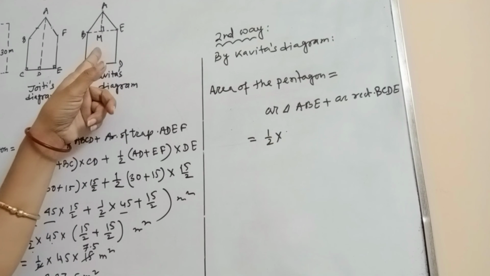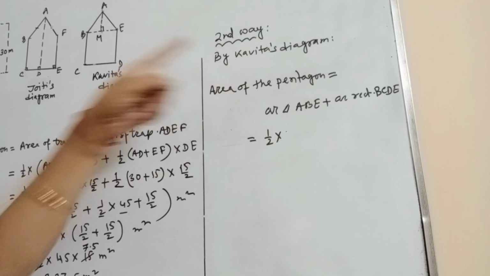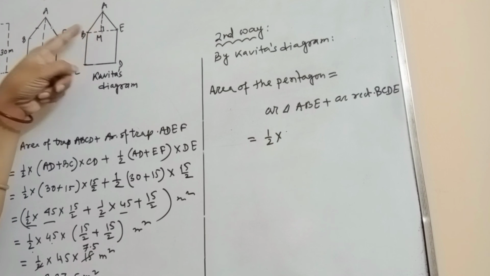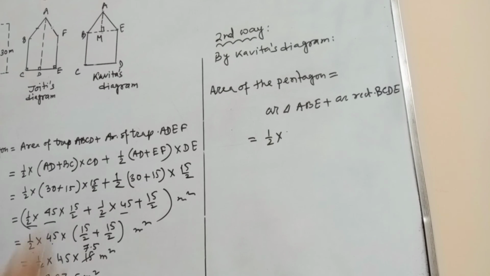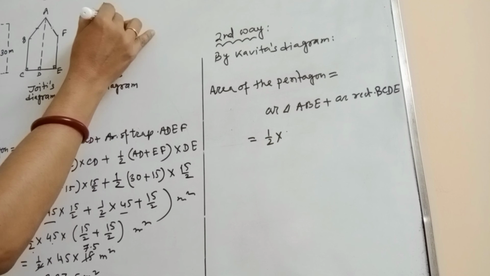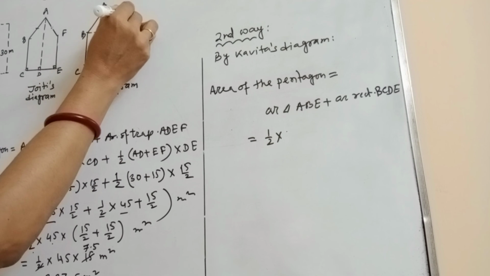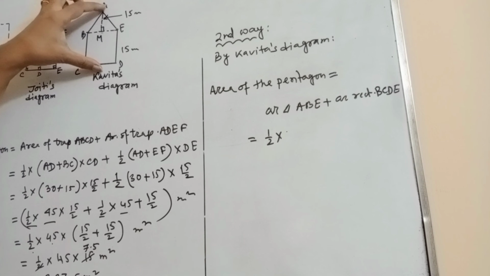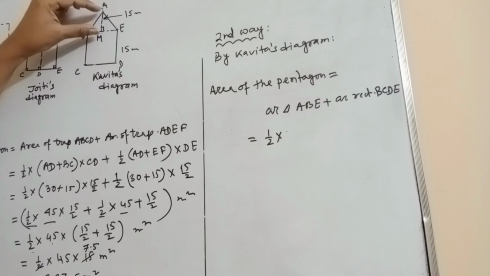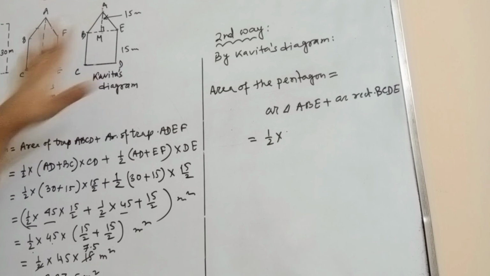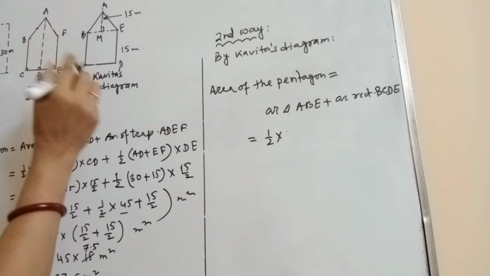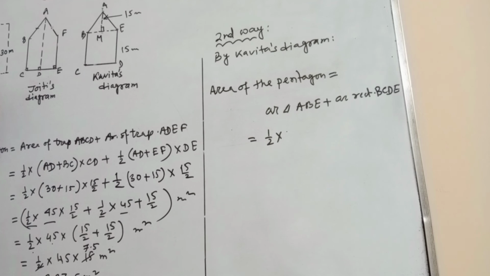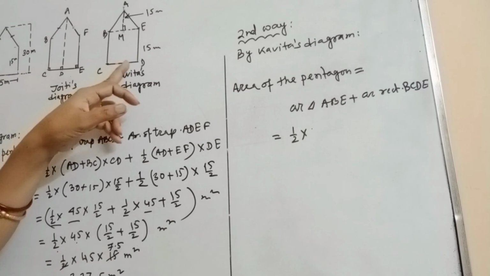now the area of the pentagonal shape park by Kavita's diagram, if I draw the perpendicular from B, say it is AM, then you know the total height was 30. If this is 15 meter, then this one will also be 15 meter, because the total height is 30. The diagram is not perfectly drawn though. So this length is also 15, and from the previous diagram you have seen that the base CD is 15.